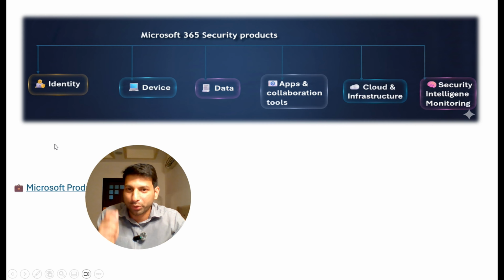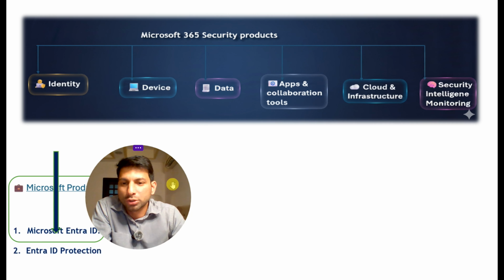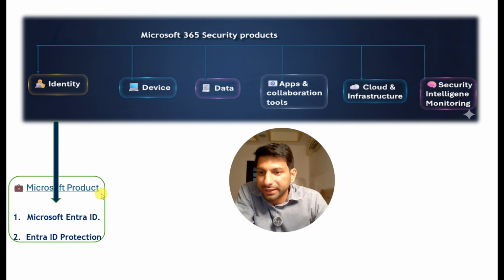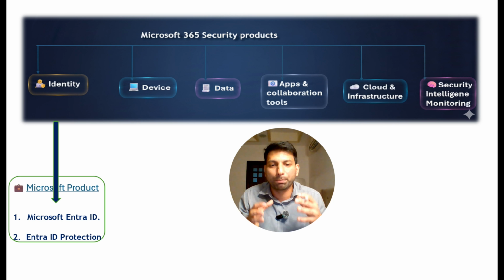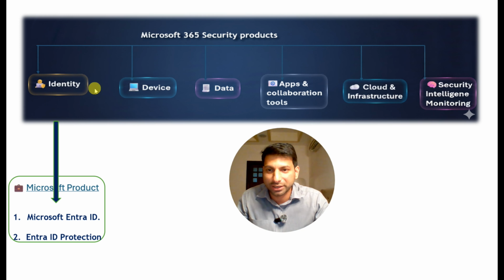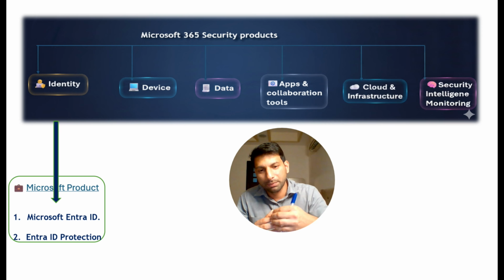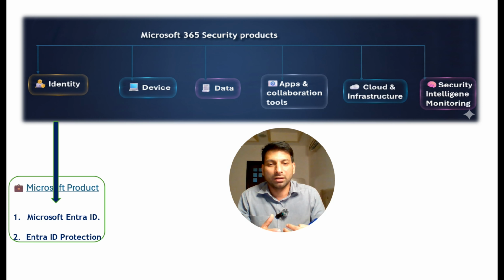First, understand what products Microsoft has for each of these areas. The first thing, for identity, we have Microsoft Entra ID and Entra ID Protection. In Microsoft Entra ID, you can integrate conditional access policy and have more security. Whatever Microsoft products I introduce in relation to these areas, these are the main products. Apart from these main products, there are sub-products or sub-mechanisms to secure our entire Microsoft 365 environment.